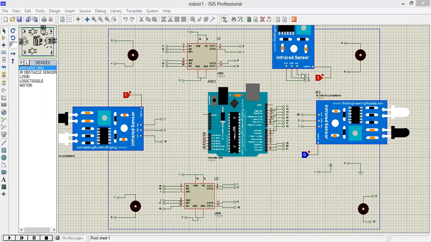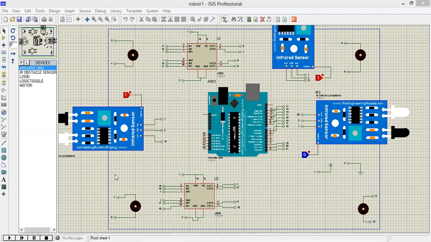The sensor consists of four pins: one is called VCC, another is ground, another is out, and another is input. Next, this is the driver circuit. The left side motor is connected to out 1 and 2, and the right side motor is connected to out 3 and 4. The inputs 1, 2 and 3, 4 are connected to the Arduino controller. Likewise, for the second driver circuit, inputs 1 and 2 are connected to the Arduino, and inputs 3 and 4 are also connected to the Arduino. The outputs are connected to the motors.